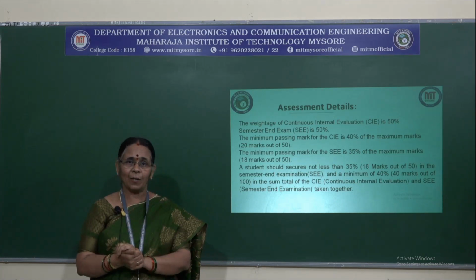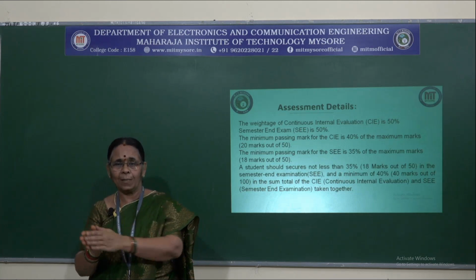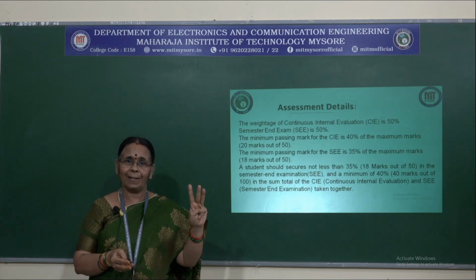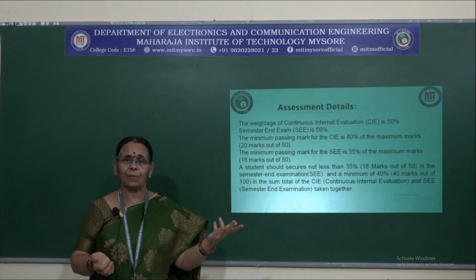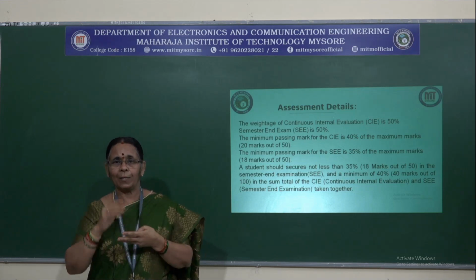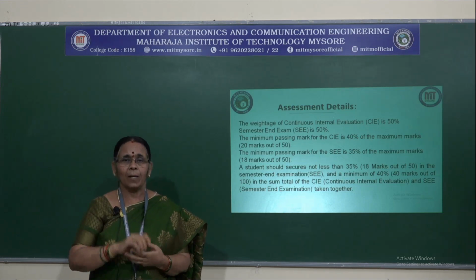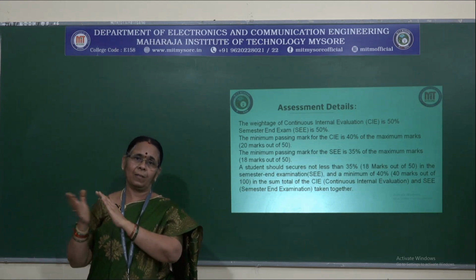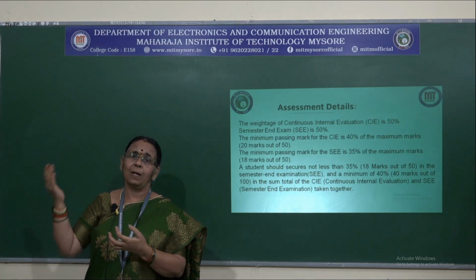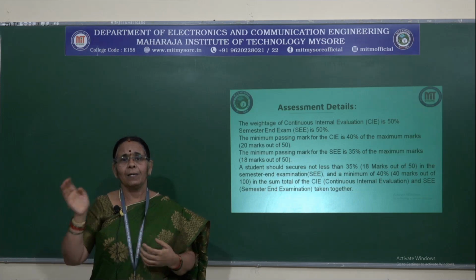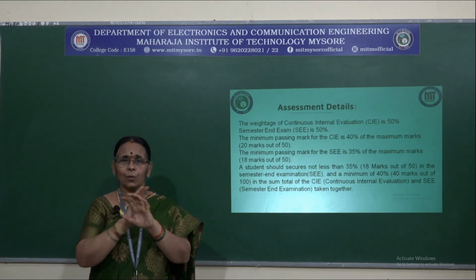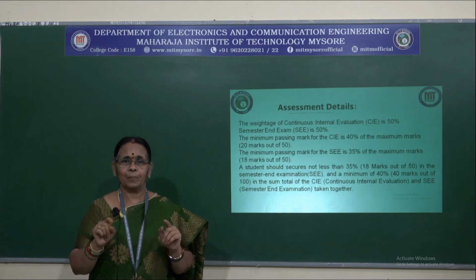Continuous internal evaluation is also divided into 2 parts. The first part is the internal assessment test. There are 3 tests. Each test will be conducted for 20 marks. So 20 plus 20 plus 20, totally it is 60 marks. Then you have the assignment part. It can be an assignment, a project work, or maybe a quiz or anything. For that, 40 marks is reserved. So the total marks is going to be 100 marks.